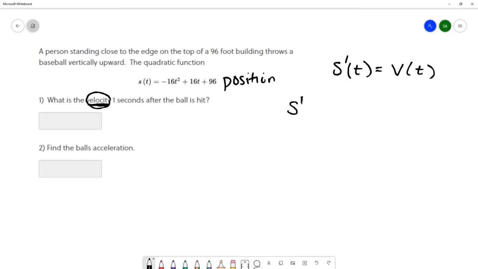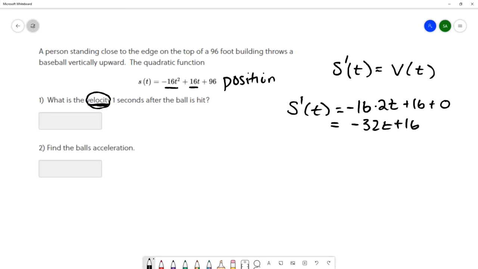So the derivative of our position function, we're going to calculate the derivative of negative 16t squared. Negative 16 is a constant multiple, so we'll carry that down. The derivative of t squared will be 2t using the power rule. And then we'll take the derivative of 16t, which will be 16. The derivative of 96 will be 0 because the derivative of a constant is 0. So we have negative 16 times 2t, that's negative 32t, plus 16.